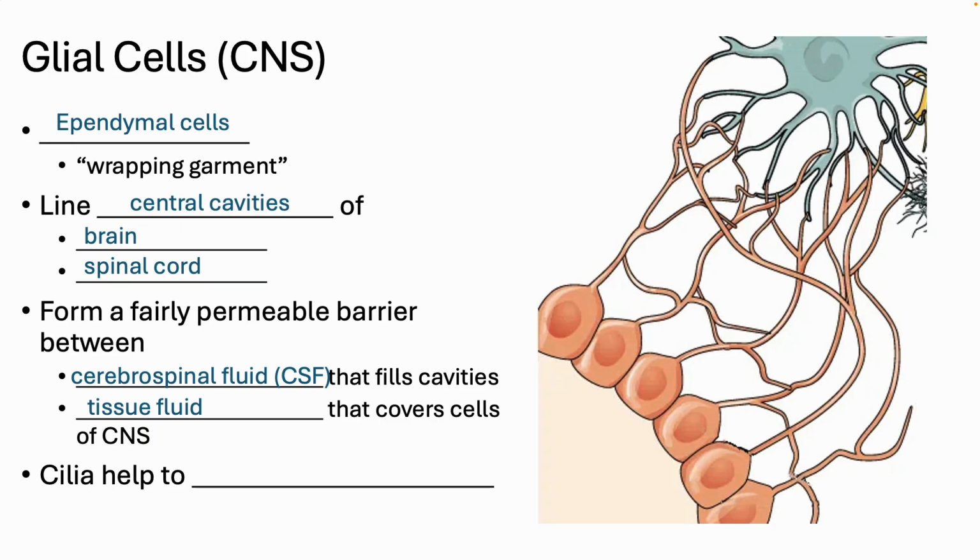In addition to that, they have cilia, which help to circulate the cerebrospinal fluid in the central nervous system. These can range in shape from squamous to columnar, and obviously, if they are going to circulate the cerebrospinal fluid via cilia, many of them will be ciliated.